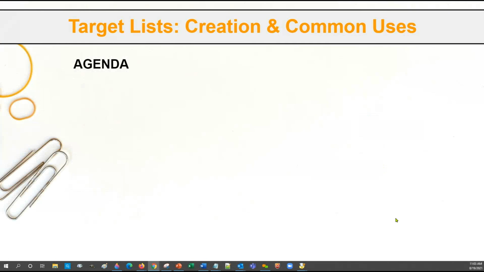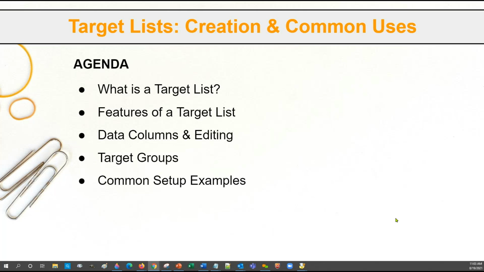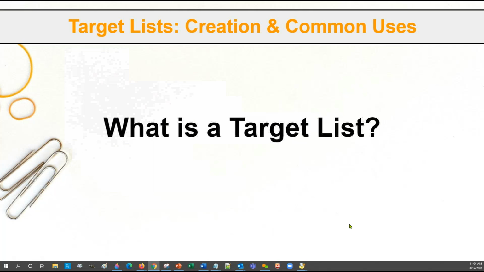So on today's call, we're going to briefly discuss what a target list is. Then we'll review some of the features and benefits of the target list system itself. We'll review using data columns and editing and some of the questions that usually come up. We'll review how to create a target group and some of the more common setup examples, as well as a complex setup example. And of course, with time allowing, we'll open the floor for your questions. So let's get started with a brief definition.